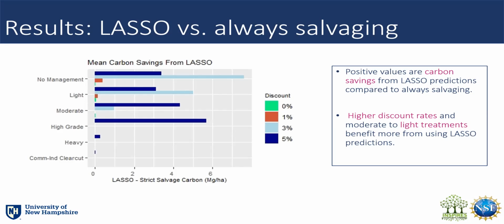And then also as the discount rate increases, so in those higher discount rate scenarios where you value those near-term emissions more, the lasso models are also more useful, because as we saw earlier, a greater proportion of plots are no salvage plots in those scenarios as well.